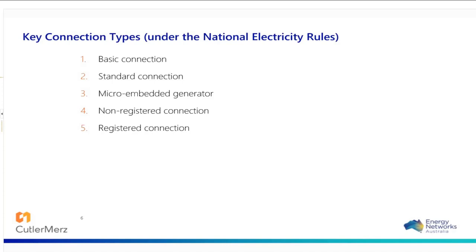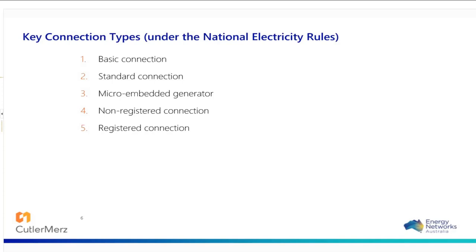There's another type of connection called a standard connection, and this is where they get larger than those smaller connections and may potentially require more bespoke technical requirements. The term micro-embedded generator we'll also use, and that refers to any generator that's covered by AS 4777 that's connected to a distribution network, so an inverter-based technology up to 200 kilowatts. Non-registered is everything else greater than 200 kilowatts that doesn't fit into those other definitions, and that's really where some of the studies have found that there's a lot of inconsistency potentially in some of the technical requirements that networks set.